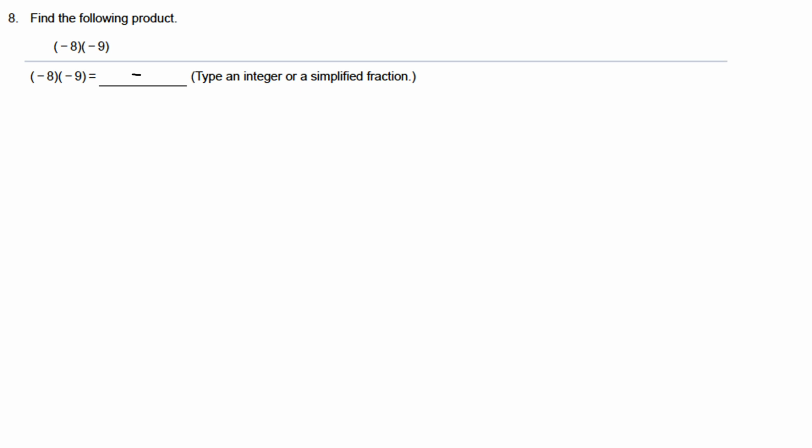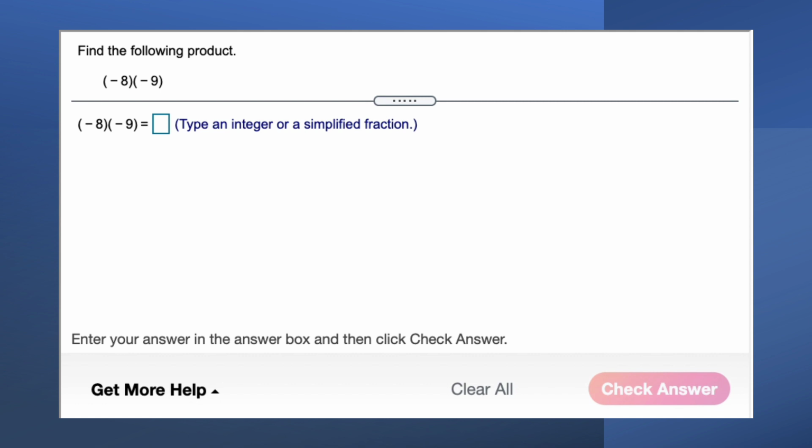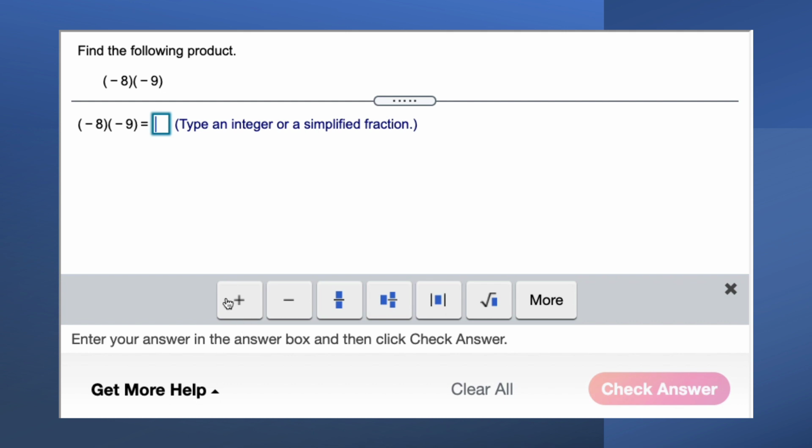Let's find the following product. Remember, a product is the answer to a multiplication problem. So negative 8 times a negative 9. Both numbers have the same sign, so I know that my answer is going to be positive. And 8 times 9 is 72, so my answer is a positive 72. The answer to this question is positive 72. So we'll select the positive sign and type in 72.